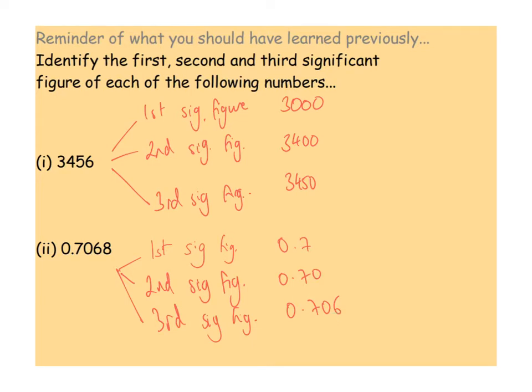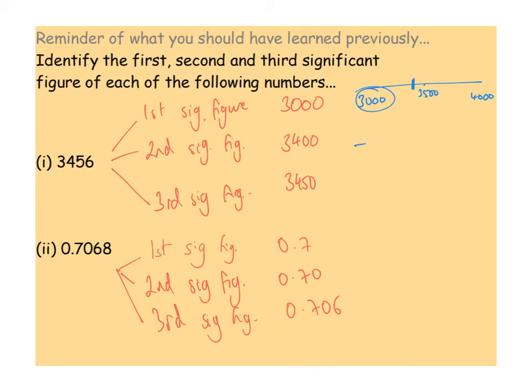Okay, how can we use this to estimate calculations? Well, from what we've done on this page, you should now also know how to round these numbers. If I were to round 3,456, 3,000 would be at one end of my number line, 4,000 would be at the other end, and 3,456 would be a little bit lower than halfway, so it would round to 3,000.